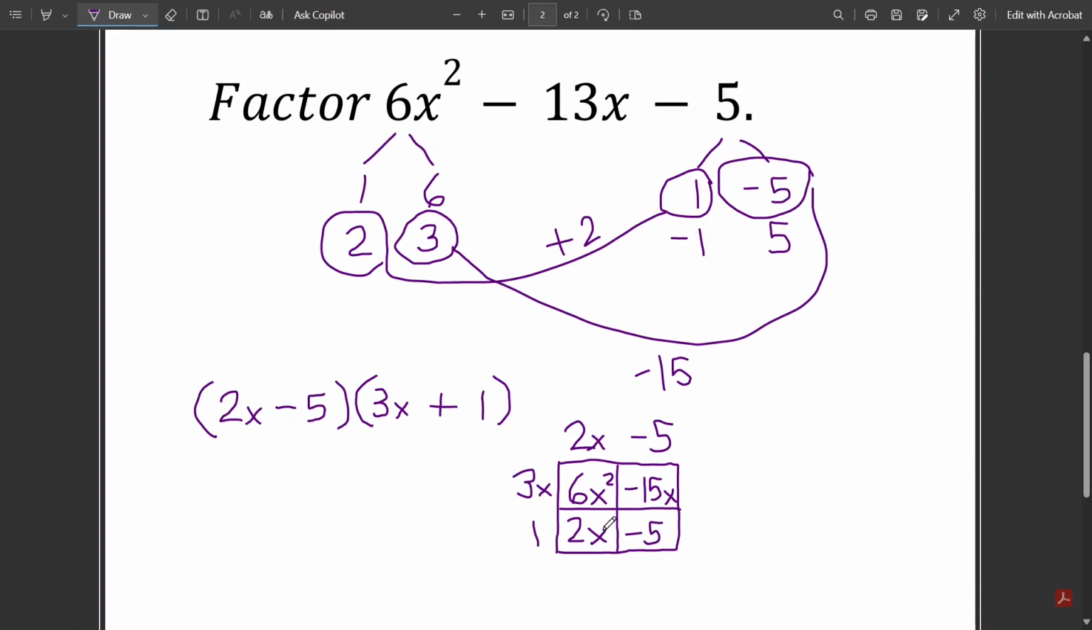Okay. I get my first term, so that checks. If I add negative 15x and 2x, I get negative 13x, so that checks. And I have my last term, negative 5. So everything checks out, and we factored it correctly. So now I'm going to erase this stuff, and I'll do this one with the magic x.